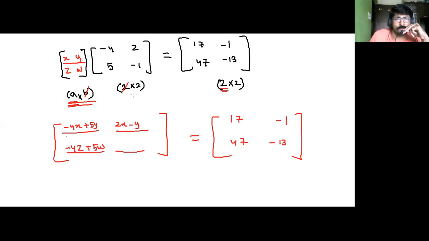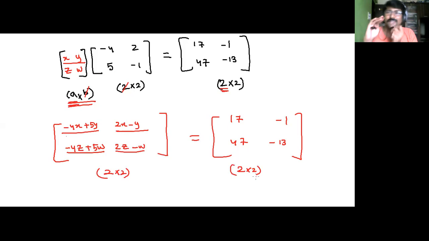Okay, what about this? Second row, second column. So please write, guys, 2 and z carefully. If you can't understand this, you can just keep putting these rows. So it will become 2z minus w. You got it, guys? Now using equality of the two matrices, this 2 by 2 matrix is equated with this 2 by 2 matrix. So now did you see there are four simultaneous equations. So choose two and solve for x and y, and choose the remaining two and solve for z and w.